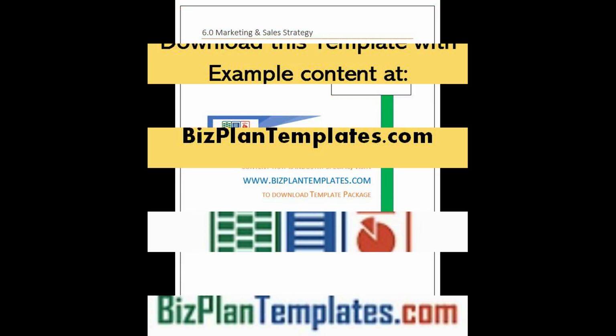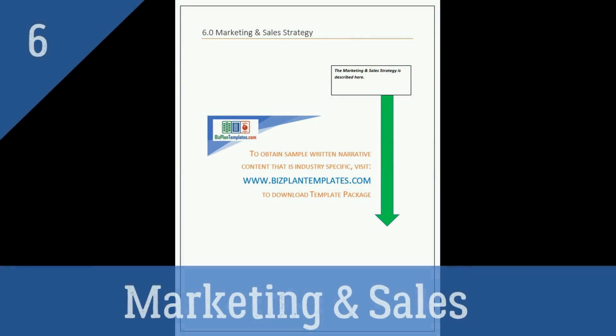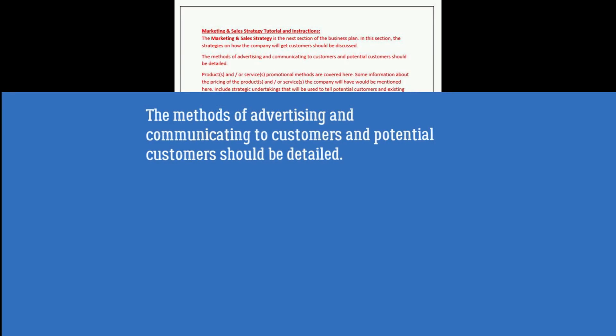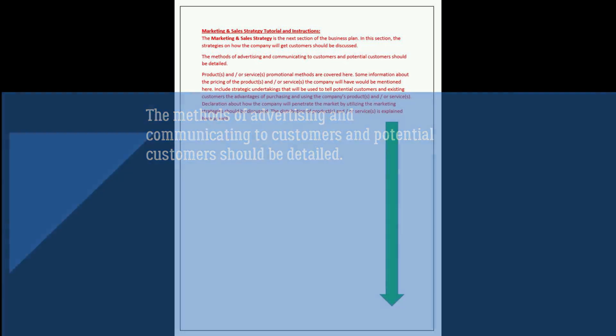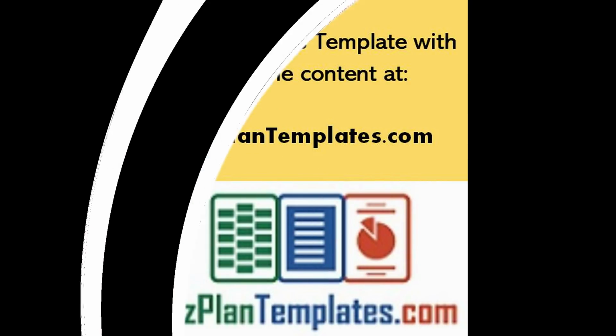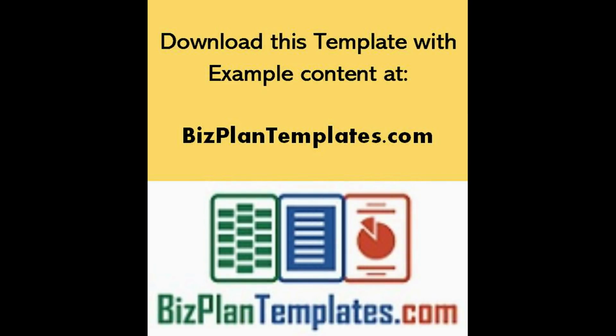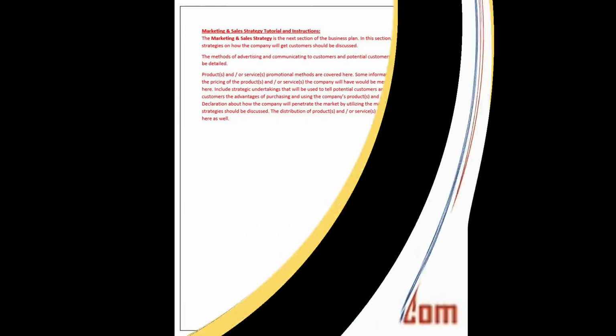Marketing and Sales Strategy Tutorial and Instructions. The Marketing and Sales Strategy is the next section of the business plan. In this section, the strategies on how the company will get customers should be discussed. The methods of advertising and communicating to customers and potential customers should be detailed. Products and/or services promotional methods are covered here. Some information about the pricing of the products and/or services the company will have would be mentioned here.